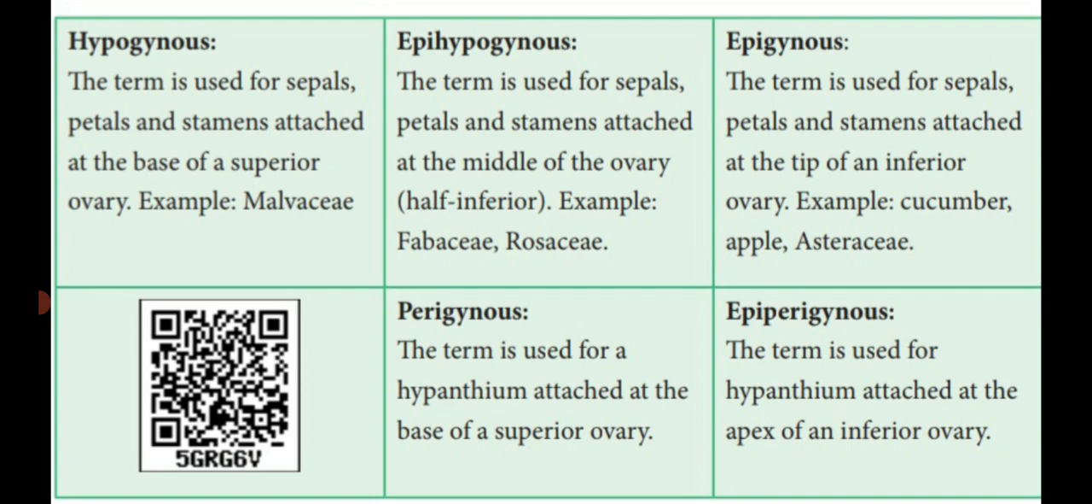So these are all the different types of flower based upon the arrangement of the ovary position. So the hypogynous, epigynous and perigynous is a very, very important 2 mark question. Hypogynous, example Malvaceae, because Malvaceae flower shows the superior ovary. Then Asteraceae, they show the inferior ovary, that is epigynous. Then last one is the perigynous.